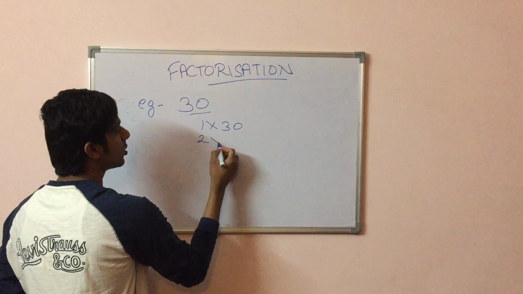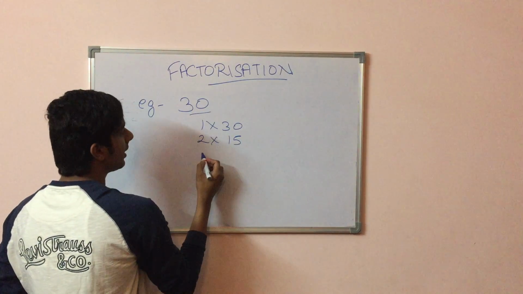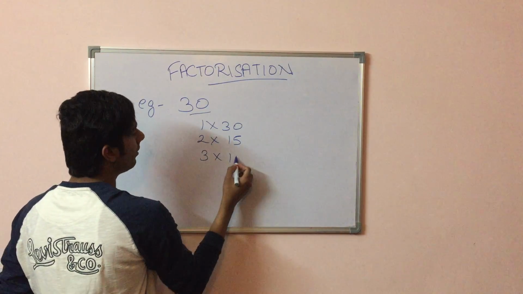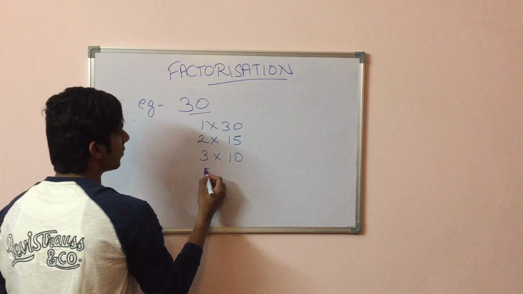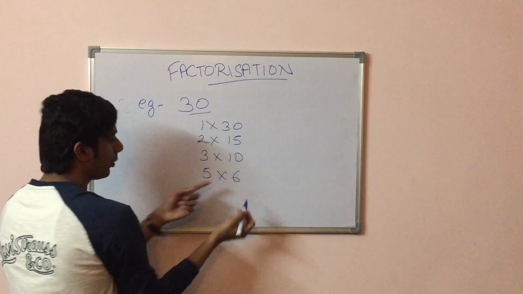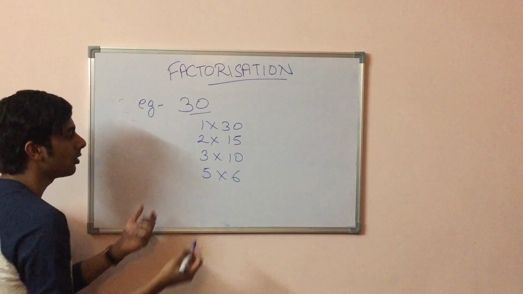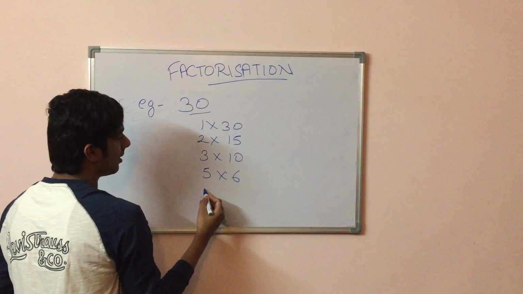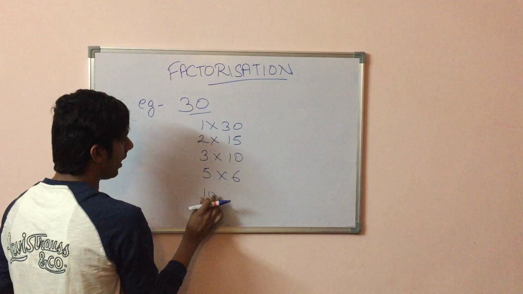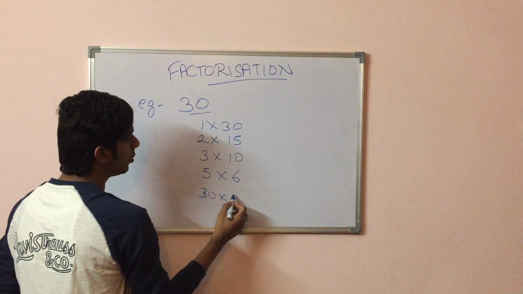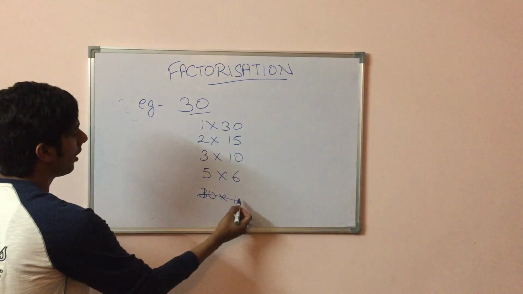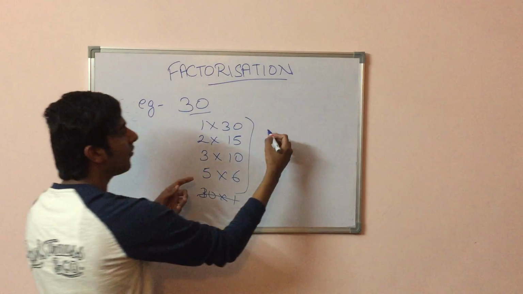It can be written as 2 into 15, 3 into 10, or 5 into 6, or you can say 6 into 5, 10 into 3, and 30 into 1 also. The same way you can write this also like this. So what are the factors?